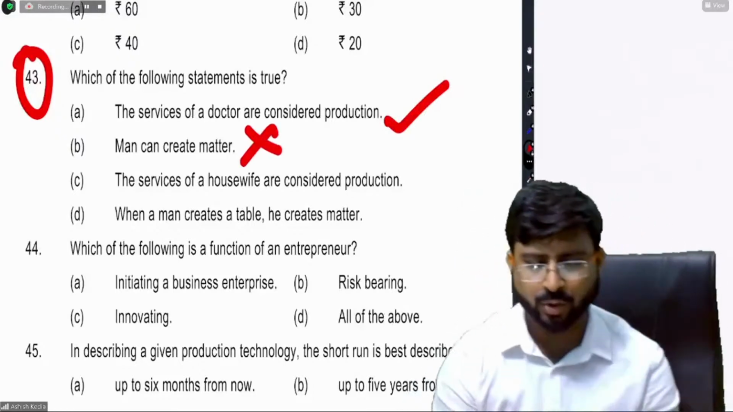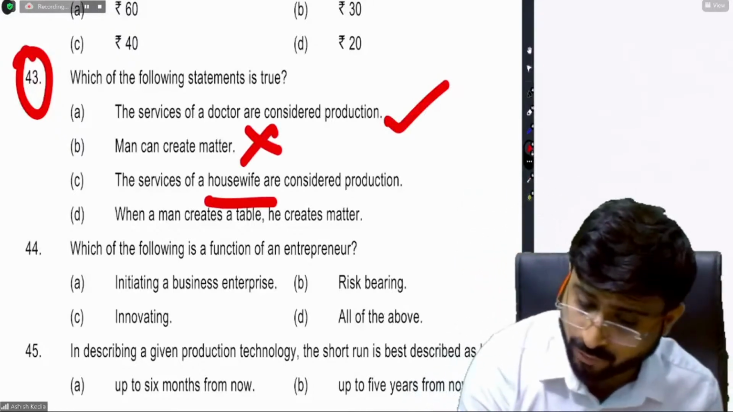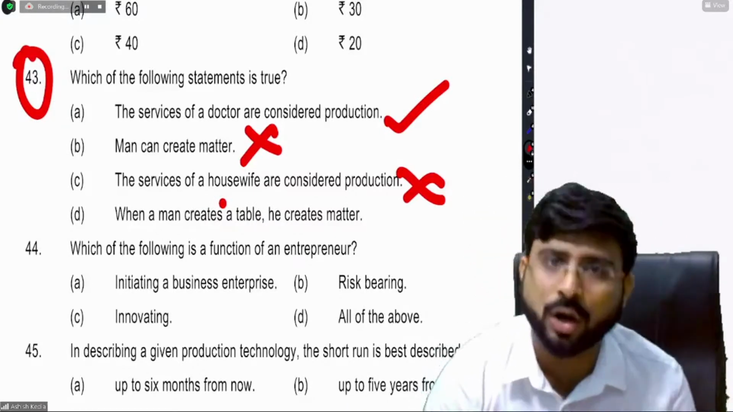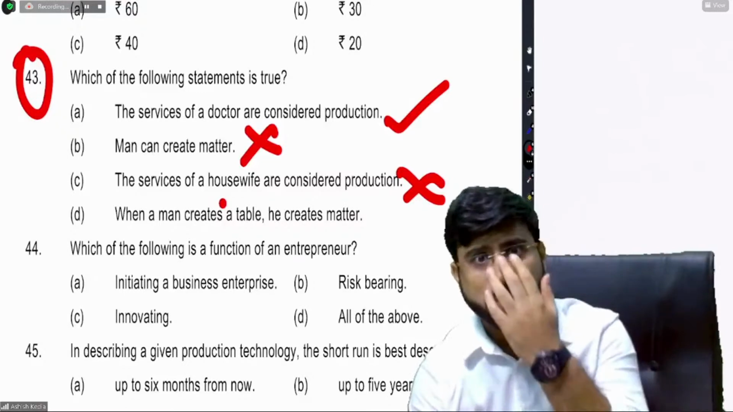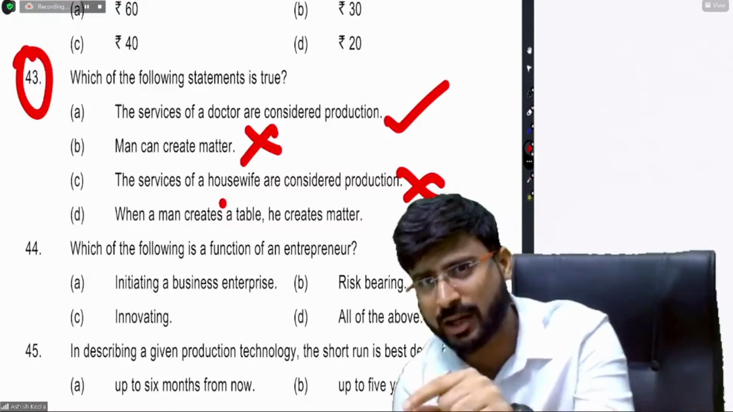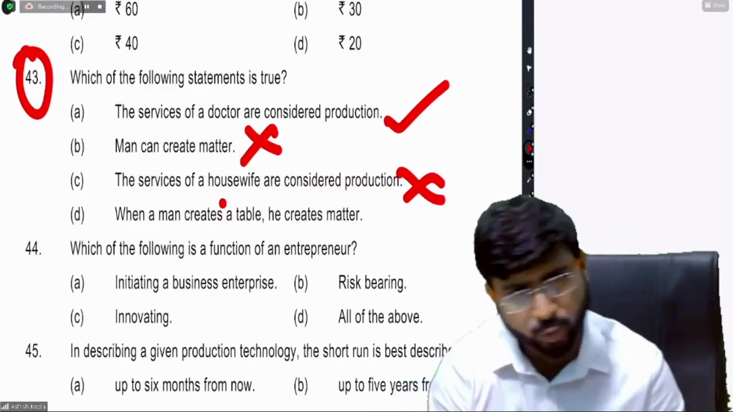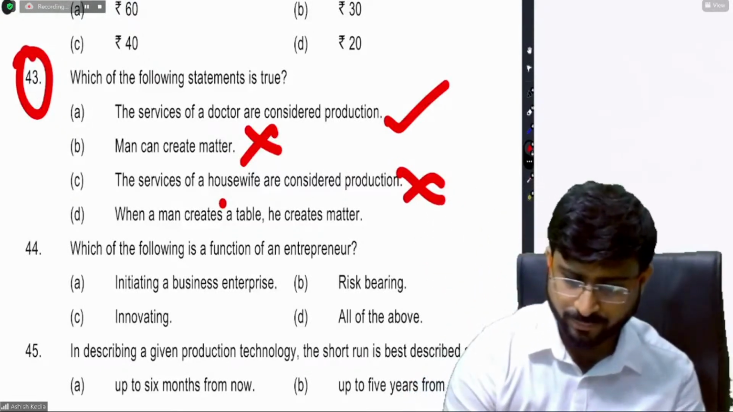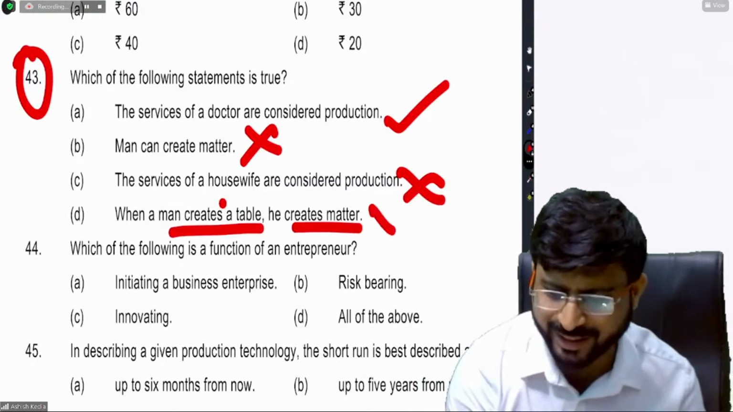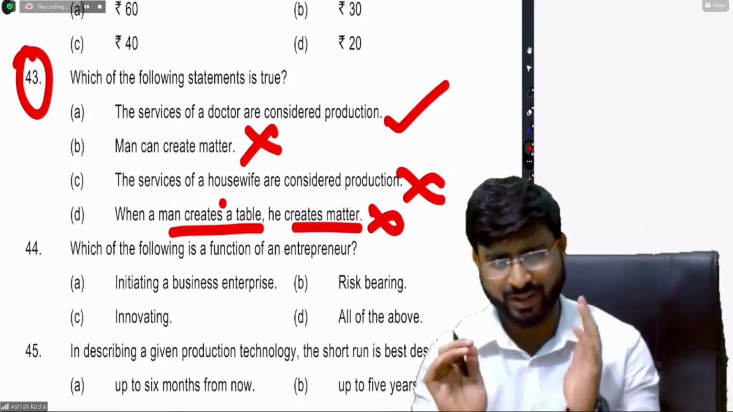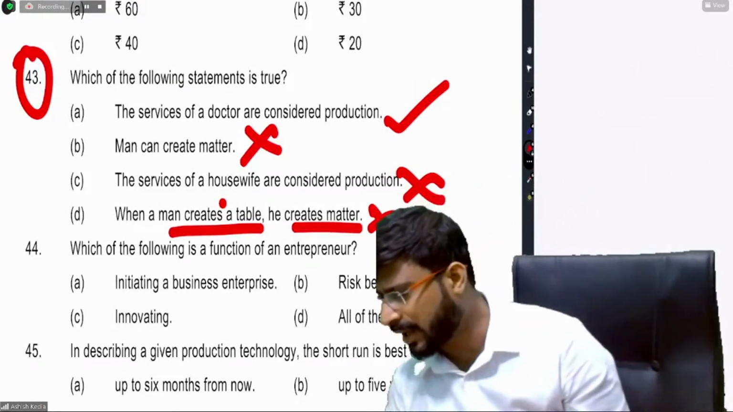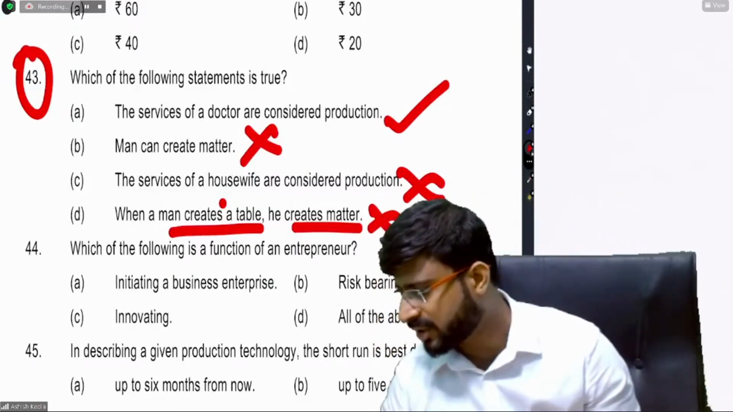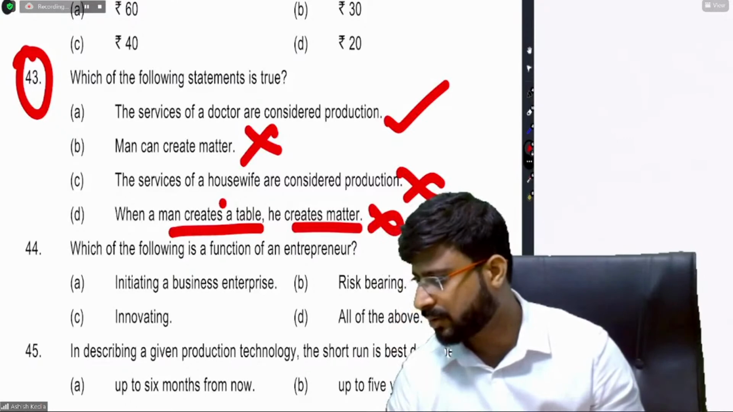Man can create matter, no. Services of a housewife are not considered production. You know why? Because in order to be called production, the output should be measured and should be valuable, measurable. The services of a housewife are there, but it cannot be measured, so not production. When a man creates a table, he creates matter. So we are concerned with the definition of production, so that is definitely not falling under the definition. Did you understand it, friends? Yes or no?